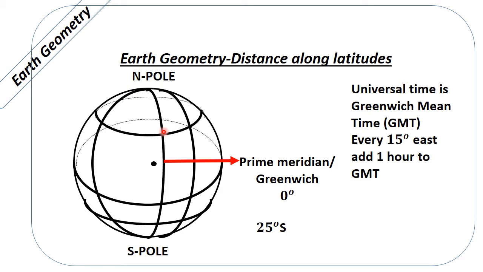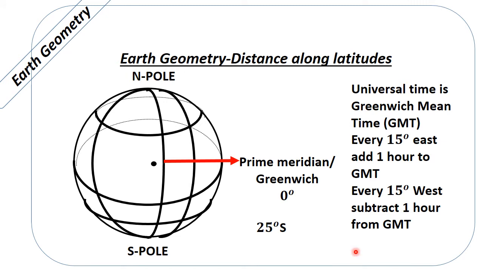Every 15 degrees east movement adds 1 hour to GMT. East is to the right, west is to the left. So any 15 degrees in this direction adds 1 hour. If it's 12 hours here, and the difference between here and here is 15 degrees, then it's 13 hours here. If the difference is 30 degrees, which means there are two 15 degrees in there, then it's going to be 14 hours here.